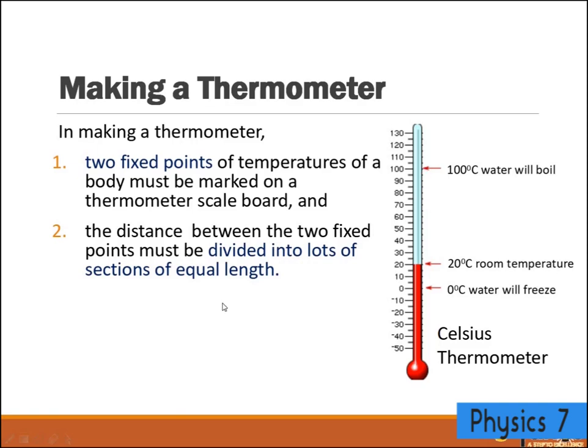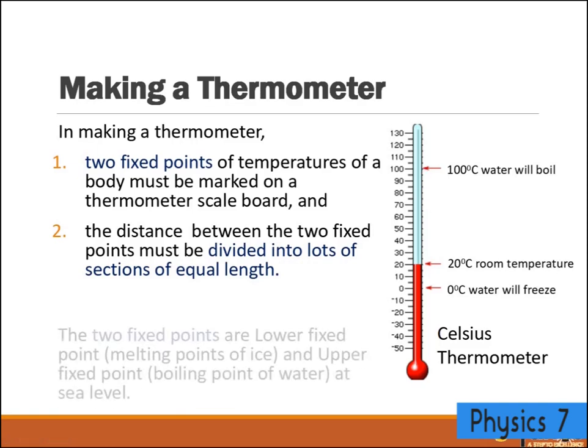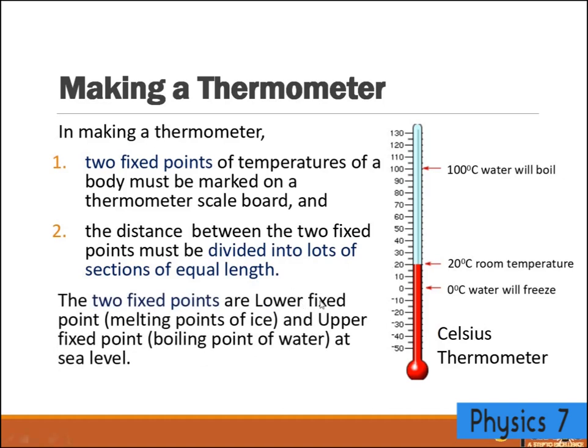And these two fixed points are the lower fixed point, which, in the case of ice or water, would represent the melting point of ice. In other words, ice melts at a temperature of 0 degrees Celsius. And you could also have an upper fixed point, which would represent the boiling point of water at sea level, and that would be 100 degrees Celsius, which is the temperature at which the water will boil.